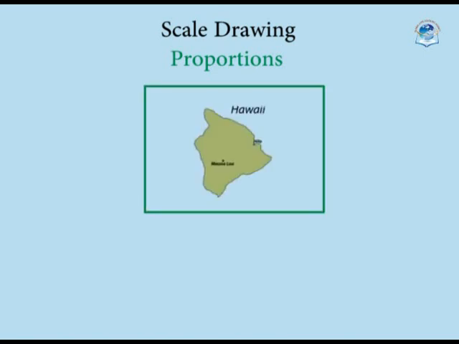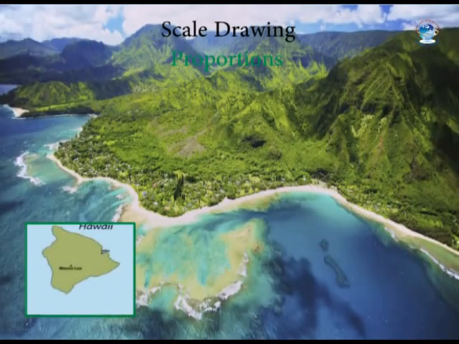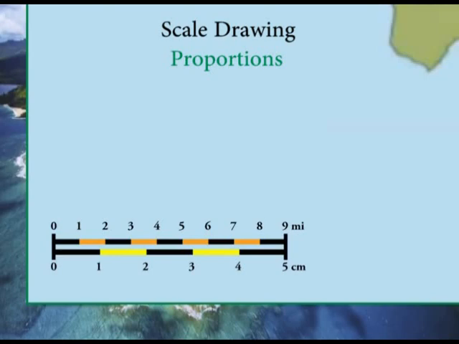A map is a very good example of scale drawing, which is just a drawing that is either larger or smaller than the real thing it represents, but it's still in proportion to that thing. For example, this map of Hawaii is much smaller than the actual Hawaii. But even though the map is smaller, it's still proportional to the real Hawaii. And it even has a scale on it to show the relationship between the two sizes. This is an example of what we call a linear scale.